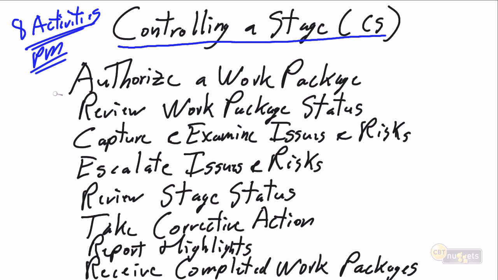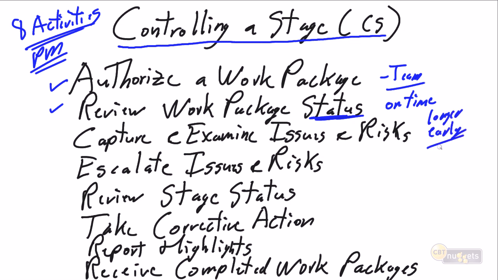Within controlling a stage, the PM team needs to authorize the work packages, assign the work to the team. And this is a key activity because we want to ensure the right team members are working on the right work packages at the right time to allow us to achieve our schedule. With the work packages assigned, we need to work with the team members to understand what the status of these work packages is. Are they on time? Are they going to take longer? Are they going to be done early? And what are their problems? What are their issues? What are their warnings? But what is involved with getting the work packages completed, again, on time, on budget?